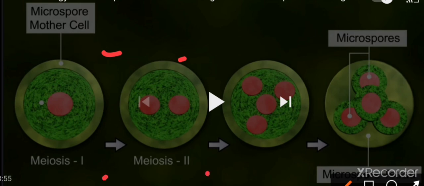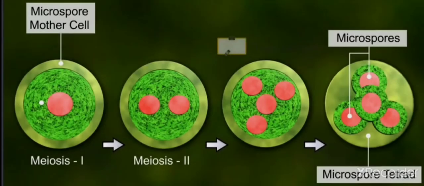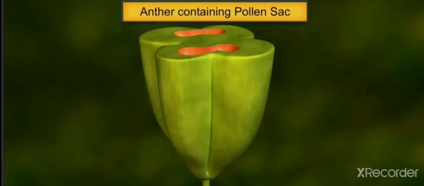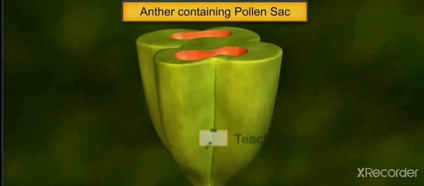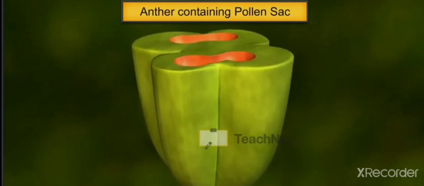The microspore mother cell undergoes meiosis, and it produces a cluster of cells, isn't it? Here you can see a cluster of cells. We call them microspores, and the microspores are arranged in a cluster of 4 cells. You can see they are arranged like this in a cluster of 4 cells, and that we call a microspore tetrad. So the microspore mother cell undergoes meiosis and produces 4 cells, and the process of formation of microspores from the microspore mother cell, we call microsporogenesis.